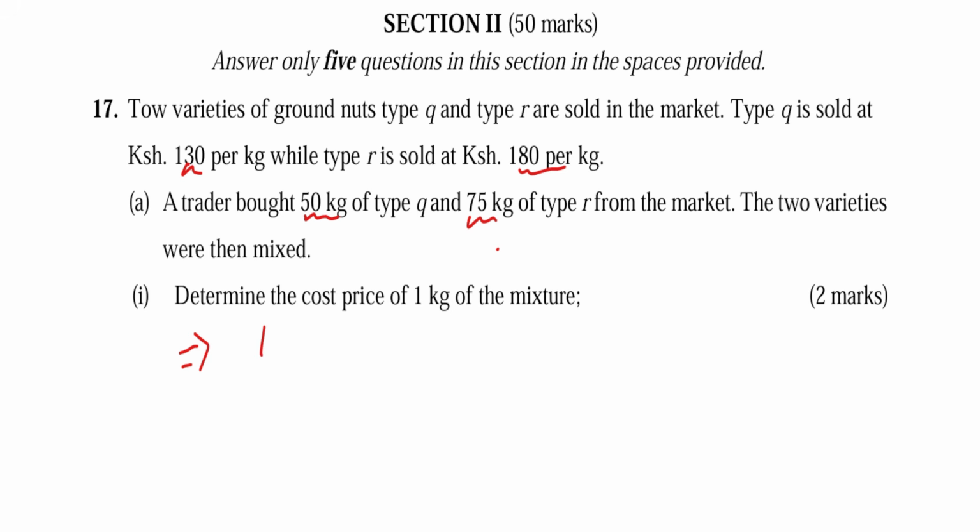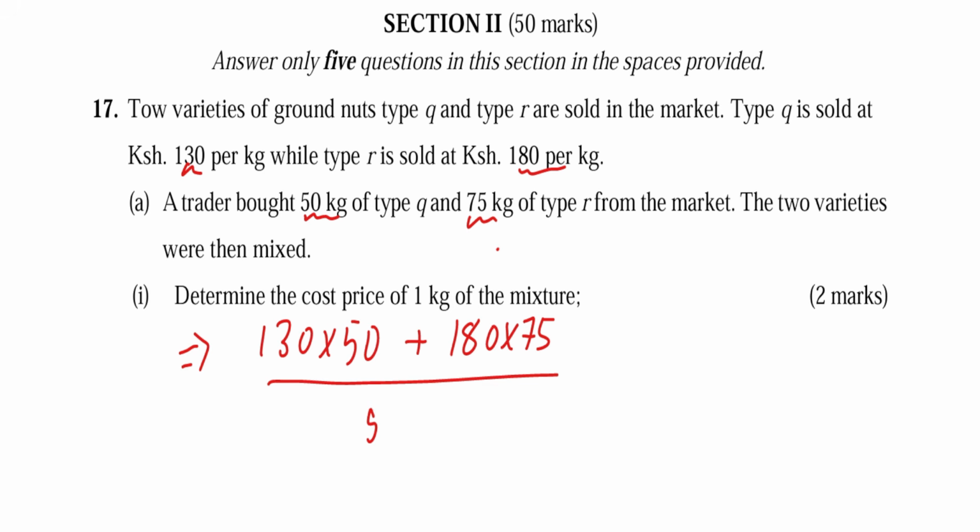So you take 130 shillings multiplied by the 50 kg of type Q, then add 180 shillings multiplied by 75 kg. That gives you the price for all the kgs, but you just need to find the cost price of 1 kg. Therefore, you divide by the total kgs that you have. So the total kgs is 50 plus 75, which gives you the answer to be 125 kg.